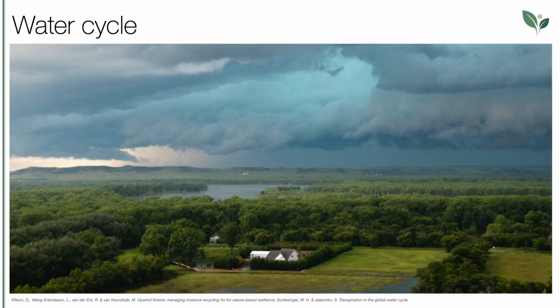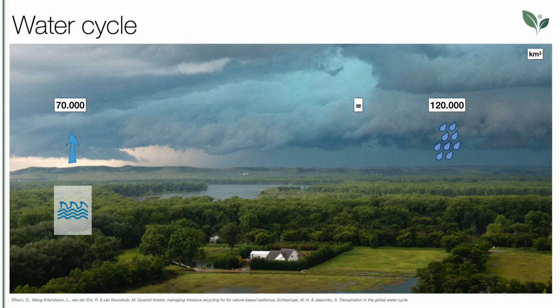If we look at the precipitation patterns from a global perspective, then 120,000 cubic kilometers of precipitation fall on land surfaces. Where does this water, the precipitation, the rain actually come from? Originally, about 70,000 cubic kilometers, or around 60%, comes from the oceans, and 50,000 cubic kilometers, that's 40%, from land.